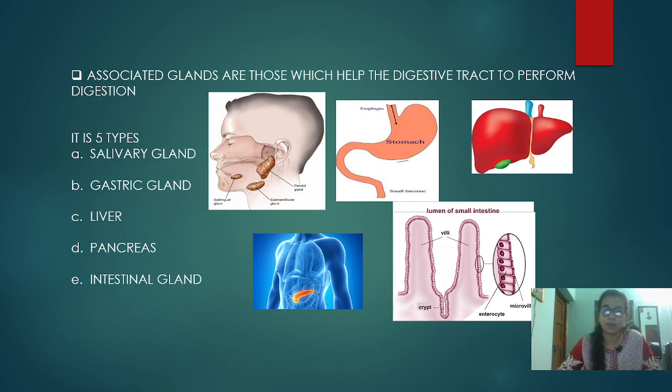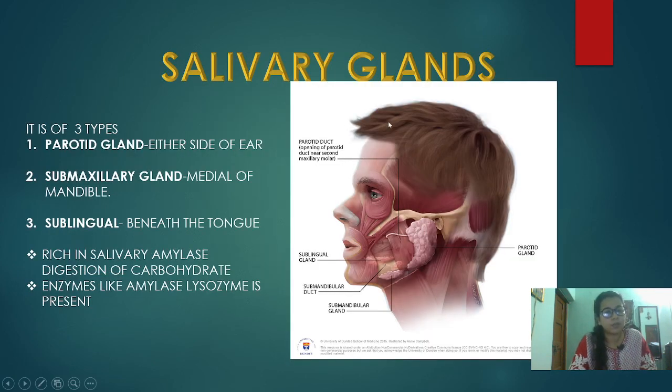What function? We have discussed in the last part of the video, that is breaking down of the food into simpler forms. So basically in this diagram you can see there are 5 types of associated glands. One is the salivary gland, second is the stomach, third is the liver, fourth is the pancreas, and fifth is the intestinal gland. Now we are going to discuss all of them in detail. Let's begin. First of all, we are going to discuss the salivary gland.